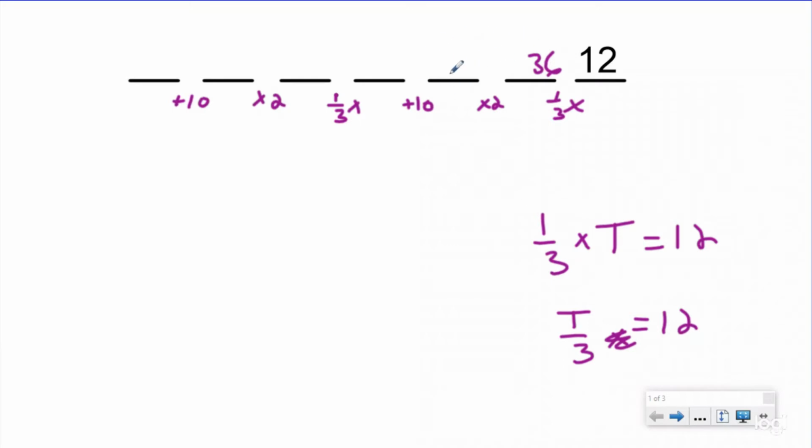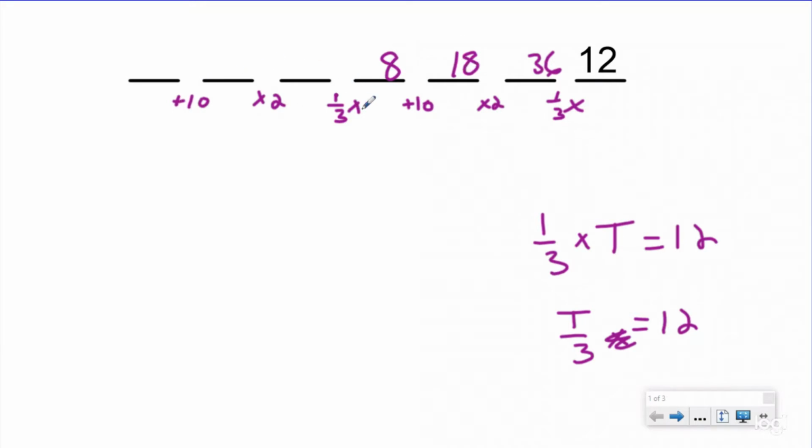And then we took a number and multiplied it by 2 to equal 36. So again, we're going to go backwards. We'll do the inverse operation of multiplication and divide by 2 to get 18. Then we had a number and we added 10 to get 18. Because we're working backwards, we're going to do the inverse operation of addition, which is subtraction, and subtract 10 to get 8.